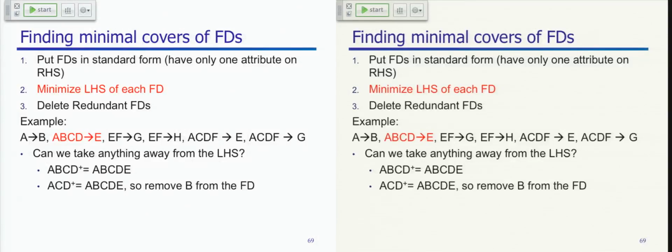Now this one was pretty obvious, because I could see A is determining B. If I wasn't sure, then I would have had to look at ABC, ACD, ABE, and all the different possibilities to make sure that what I have is minimal. Any questions?